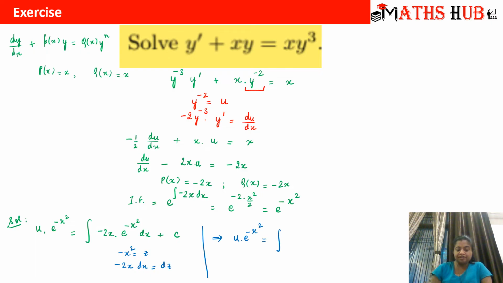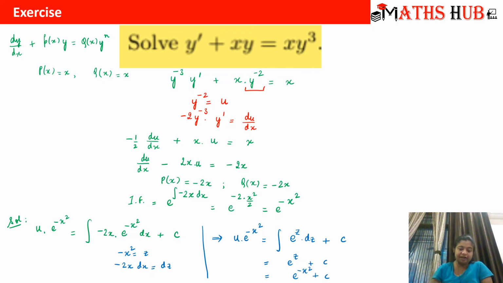Now minus 2x dx is becoming dz, and this term will become e to the power z dz plus c. So that is e to the power z plus c. So let's substitute. What is z? z is e to the power minus x square plus c.